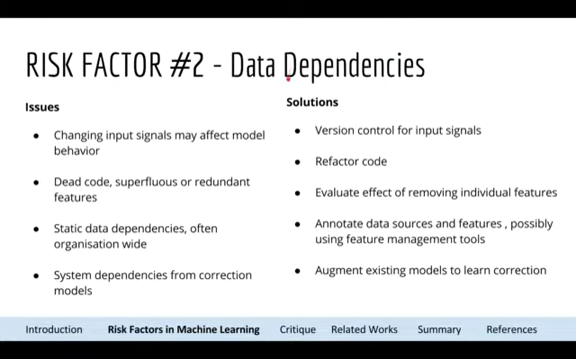The second risk factor is data dependencies. They say your model is only as good as your data, and quirky data can often have undesirable effects on model output. Regular re-evaluation and refactoring of the code can mitigate the effects of redundant input features, bundled input features, data dependencies, and dynamic input signals.